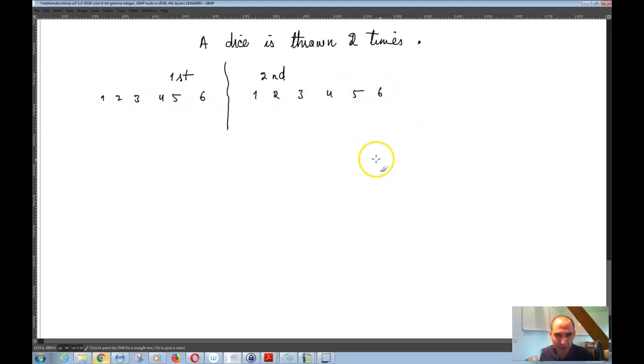Now this is easy, this is not complicated. Because you could take, for example, 1 with each of these numbers, 2 with each of these numbers, 3 with each of these numbers, and so on and so forth, and go all the way to 6 with each of these numbers. So your sample space would be S, for example, 1, 1, and then you would have 1, 2.